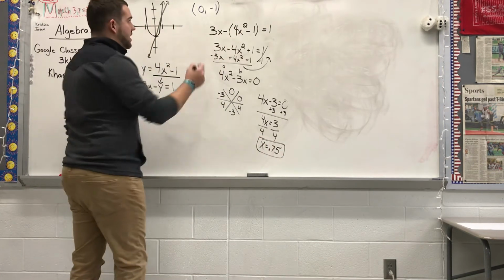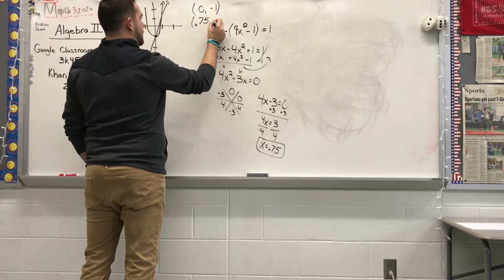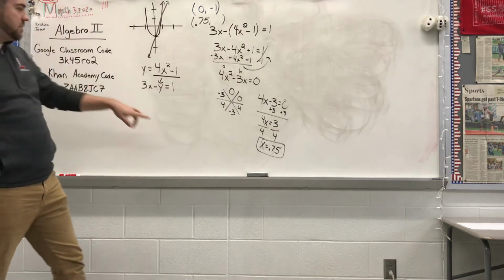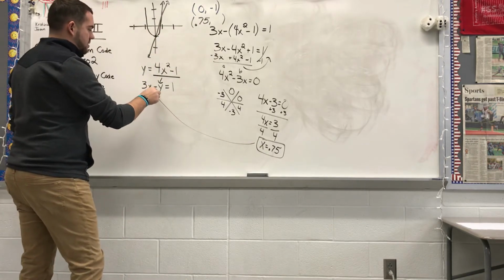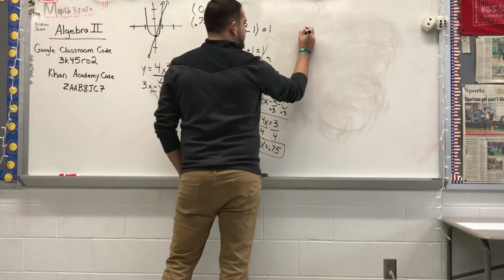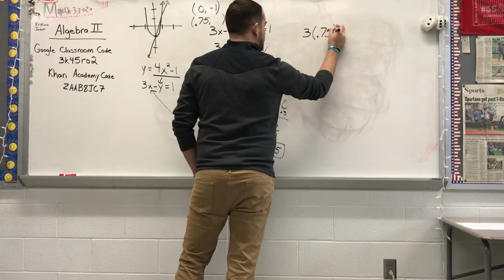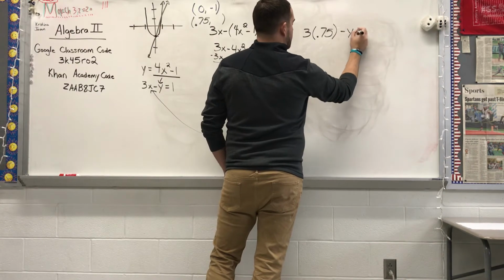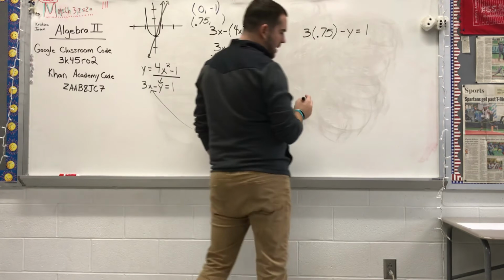So for your second point that we needed up here, we know our x value. We just have to find our y value. Okay, so now to find the y value, we're going to plug this in for x in that equation. So we'll do that over here. We have the 3. We're going to multiply by 0.75, minus y equals 1.